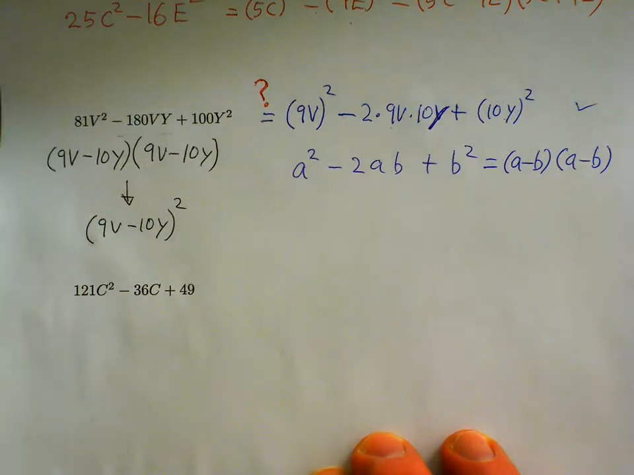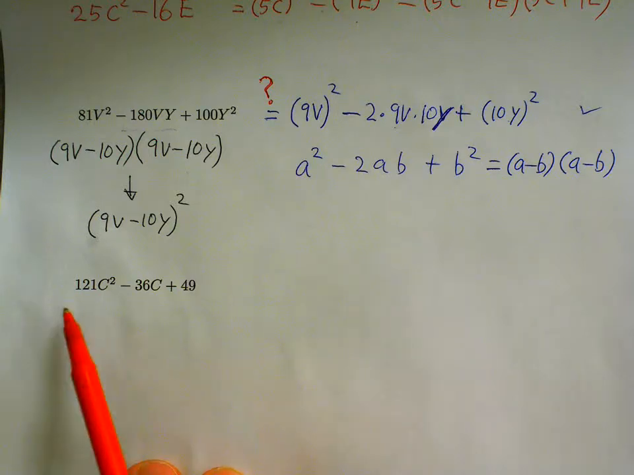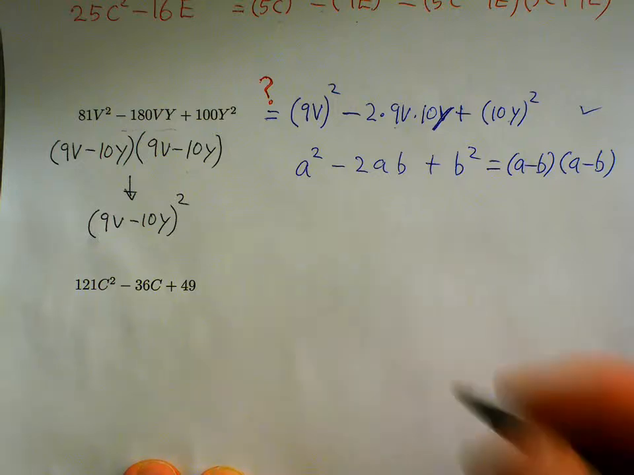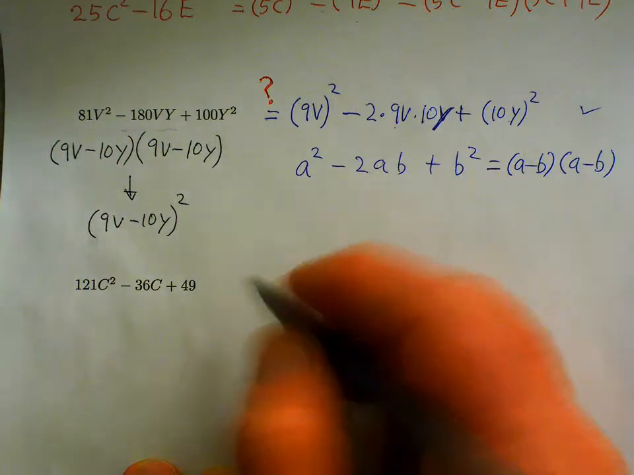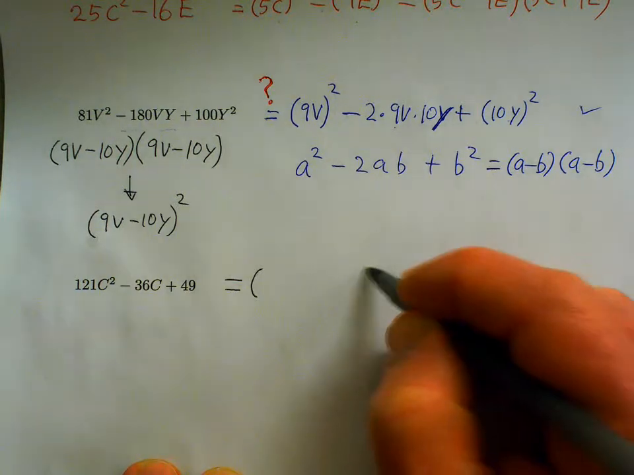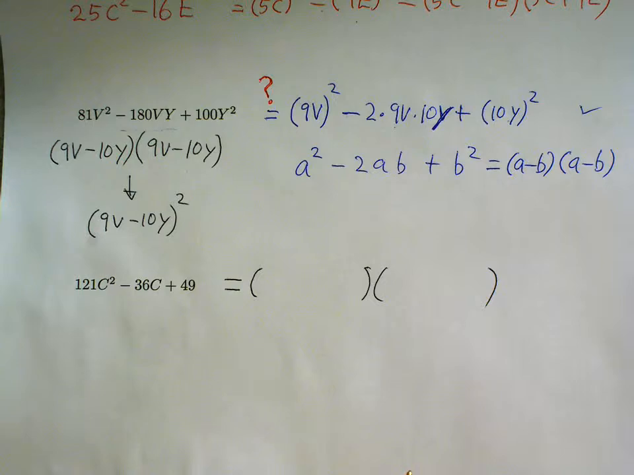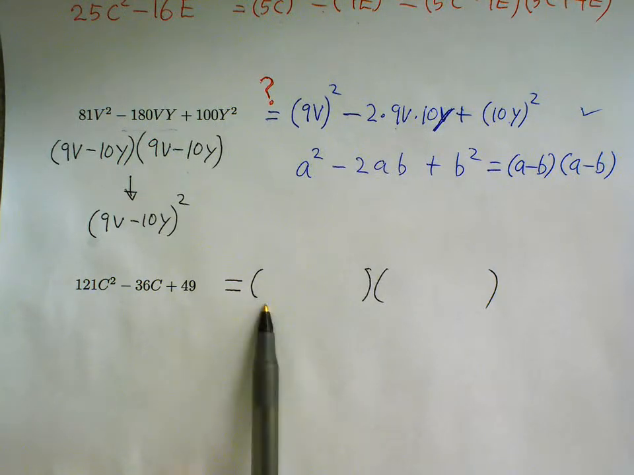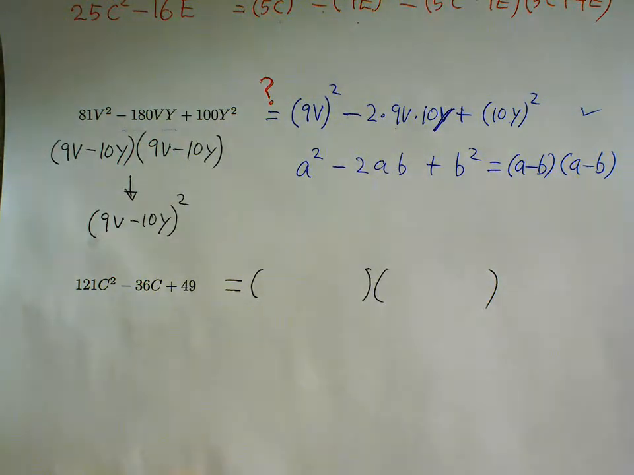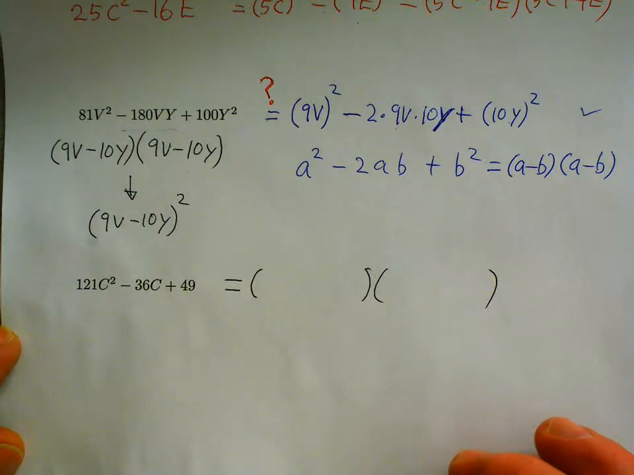Okay, the next example, 121c to the second minus 36c plus 49. The greatest common factor is 1. So we have about 2 minutes left. So it's pretty easy after you find the factors. It's pretty easy to type them in. So work on this for a few seconds and type in the answer.